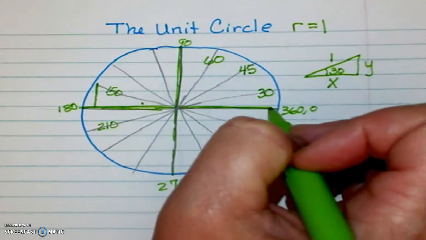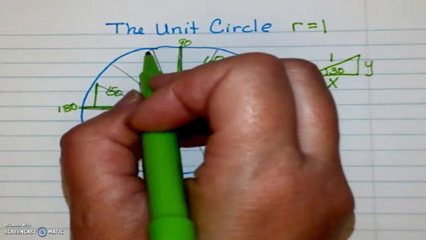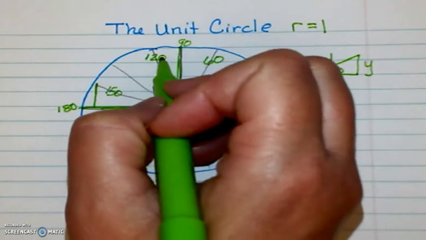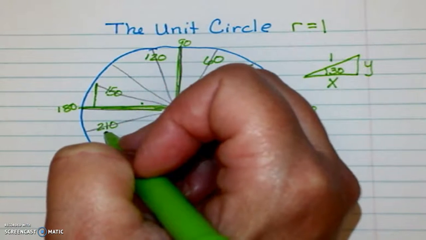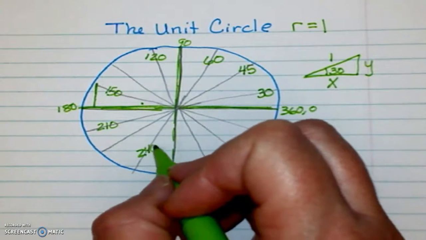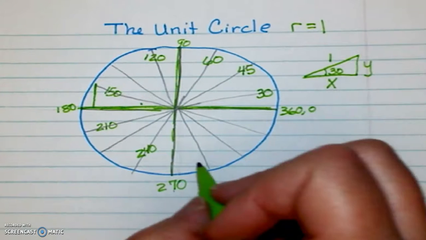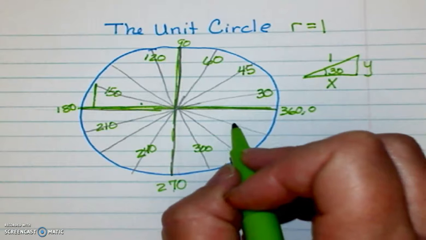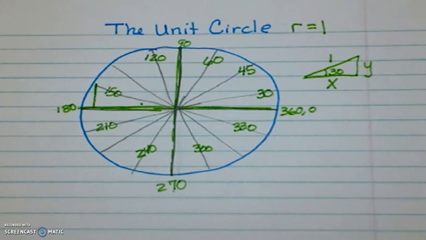If you talk about 30, we could just count around, so you have 30, 60, 90. If you go another 30, you are at 120, another 30 is 150, another 30 is 180, another 30 is 210, another 30 is 240, another 30 is 270, another 30 puts you at 300, another 30 puts you at 330, and then you are at 360.